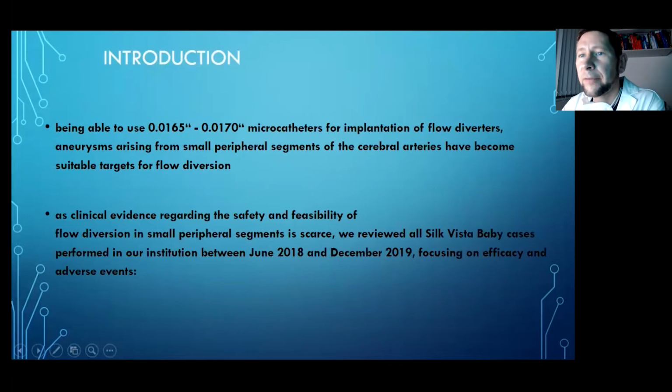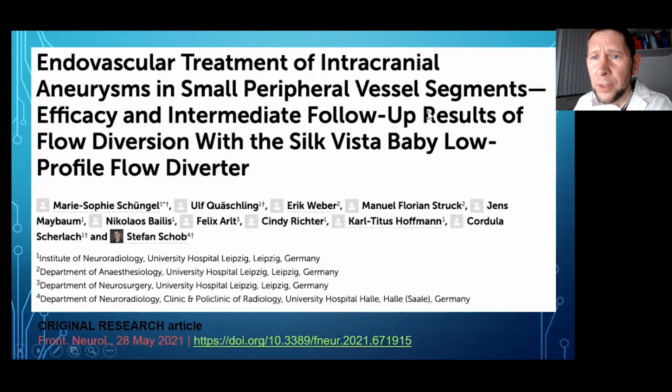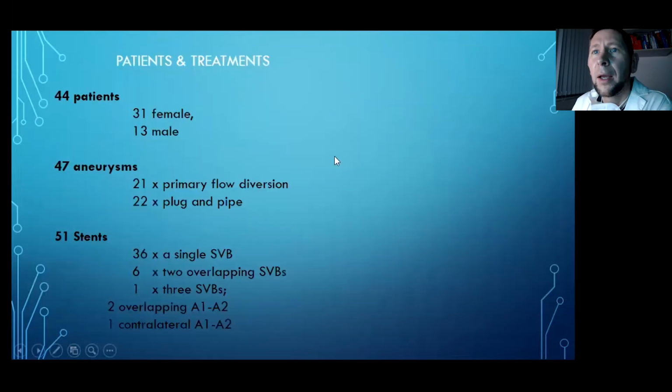But clinical evidence regarding the safety and feasibility of flow diversion for small peripheral segments is scarce, and therefore we reviewed our experience between June 2018 and December 2019, focusing on efficacy and adverse events. So this is the publication on the Silk Vista baby follow-up results in our center.